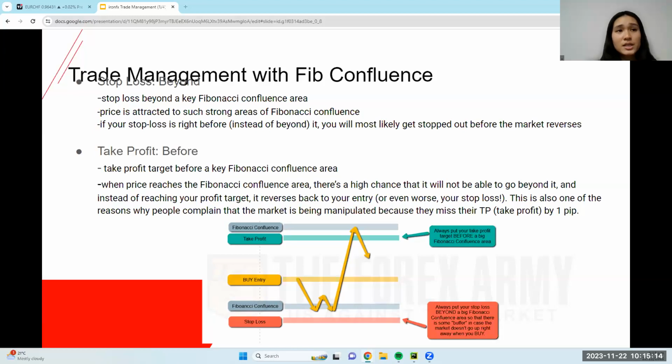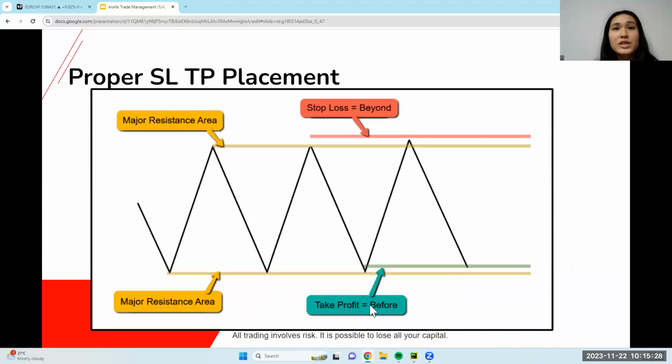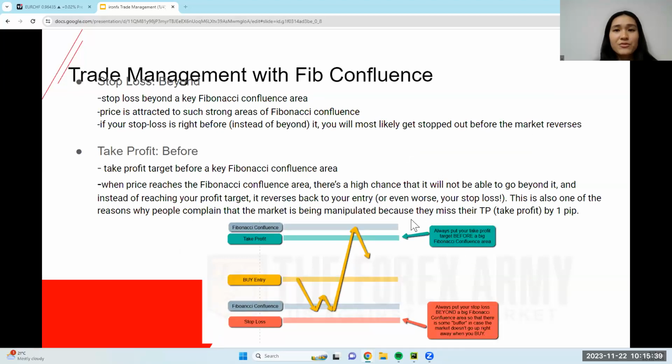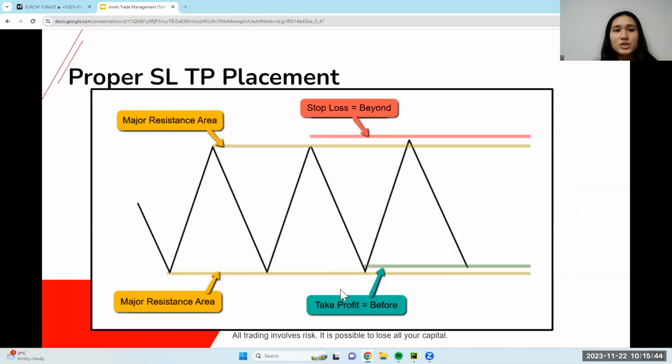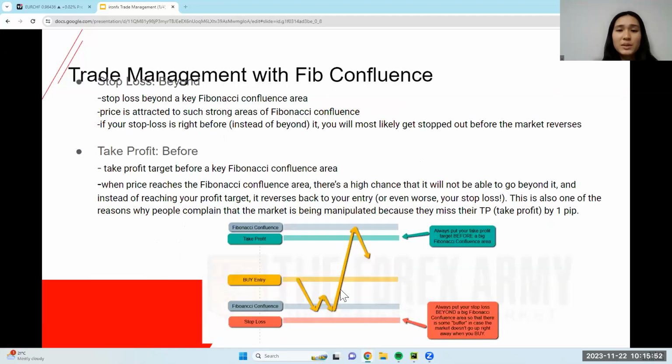Okay. Next, let's look at take profit. So in this situation, you can see that our stop loss is placed below. Okay, our Fibonacci confluence in this case is a support level. So if we look at our previous, our stop loss is at the swing highs, whereas our take profit is at the swing lows. Whereas if we look at this example here, it's flipped just to show you guys what exactly you can expect. Okay, so in this case, we're going for a buy entry, and here we are looking at a sell entry. Okay, but the idea here is still the same. Stop loss beyond, take profit before.